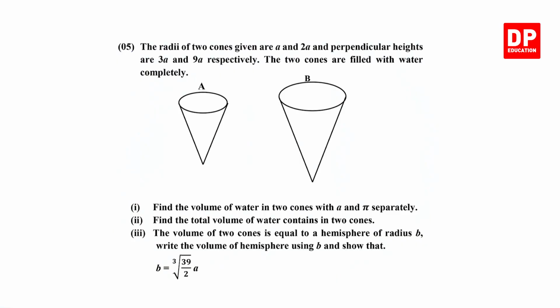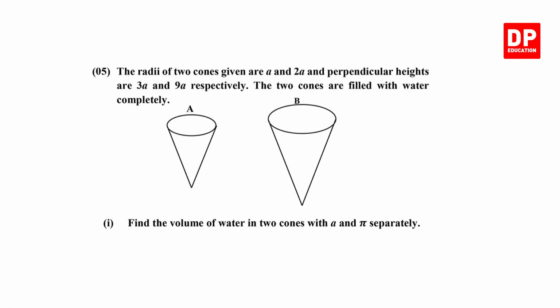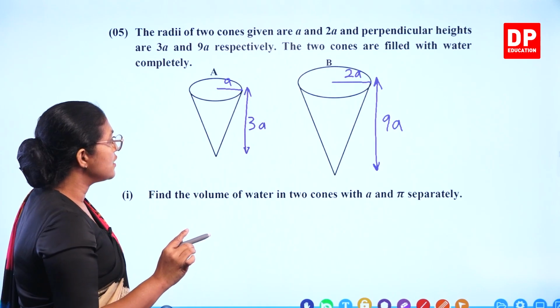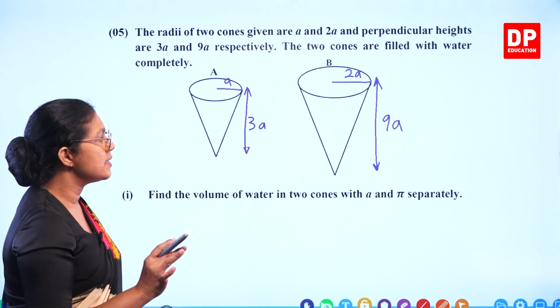Question number 5. It's about volume. The radii of 2 cones given are A and 2A. So let's mark. This is 1 cone, smaller one. The other one radius is 2A. And perpendicular heights are 3A. This height is 3A. And the other height is 9A. Respectively, the 2 cones are filled with water completely. Find the volume of water in 2 cones with A and in terms of pi.